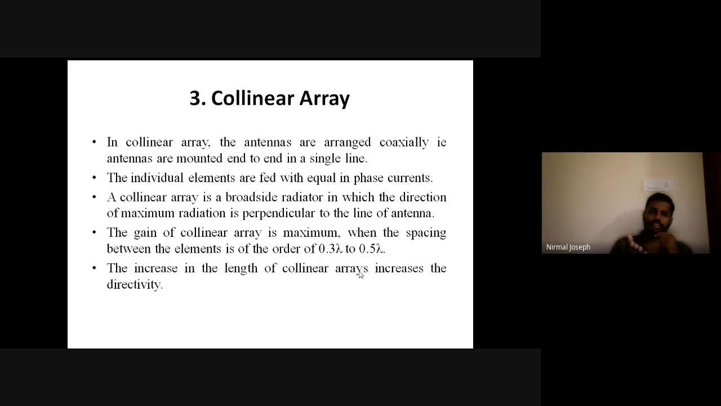Since we are feeding with in-phase current here also, the gain of a collinear array is maximum when the spacing between the elements is of the order of 0.3 lambda to 0.5 lambda. If it falls within the range of lambda by 2, that is, less than lambda by 2 and near to lambda by 2, the gain of the collinear array is maximum. That is a point you need to remember in case you are asked to write short notes on collinear array. If we increase the length of a collinear array, it increases the directivity.